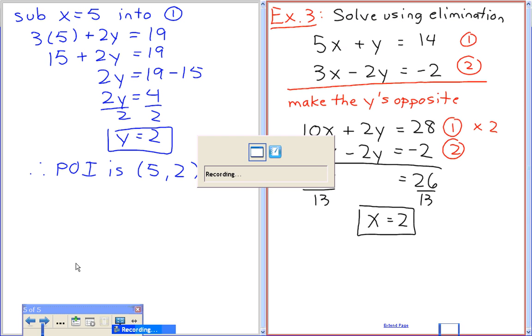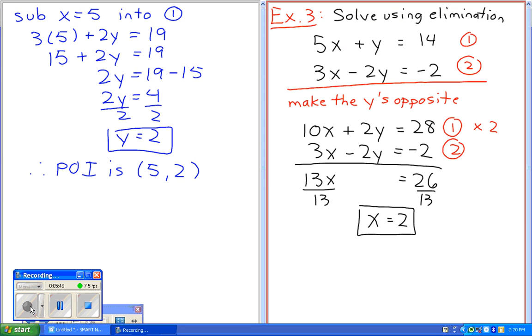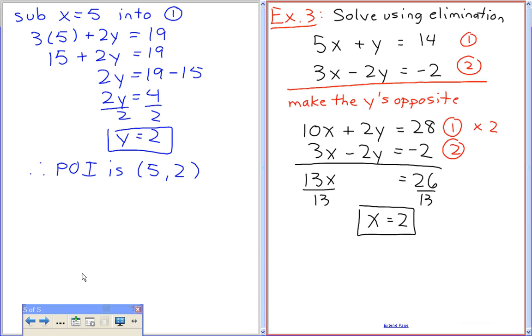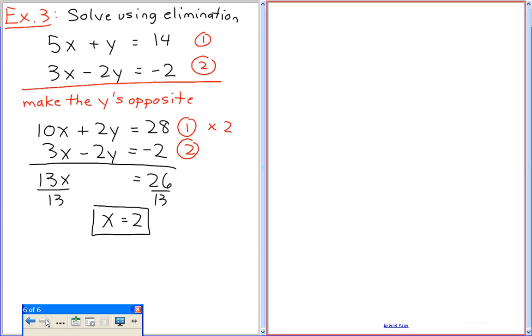Okay, so continuing on here, I have x equals 2. All right, to get my y, now again, you can sub into any equation you want. Miranda, why you said to sub it into here? Why does it make sense to sub into the first one?